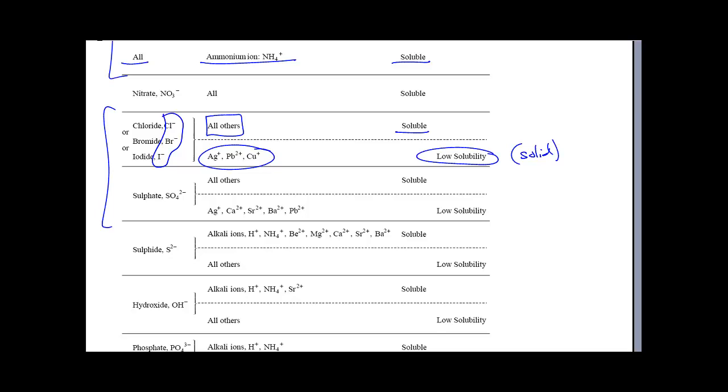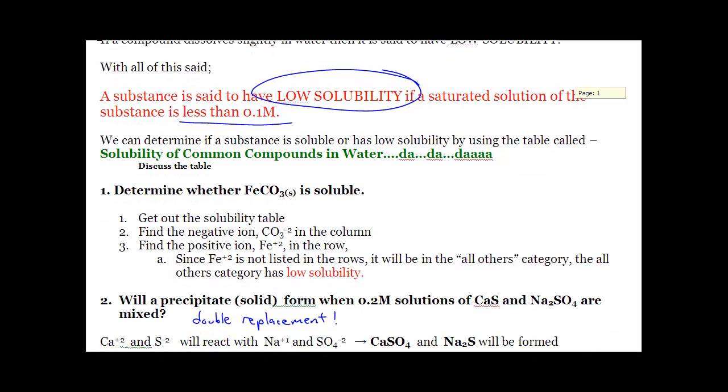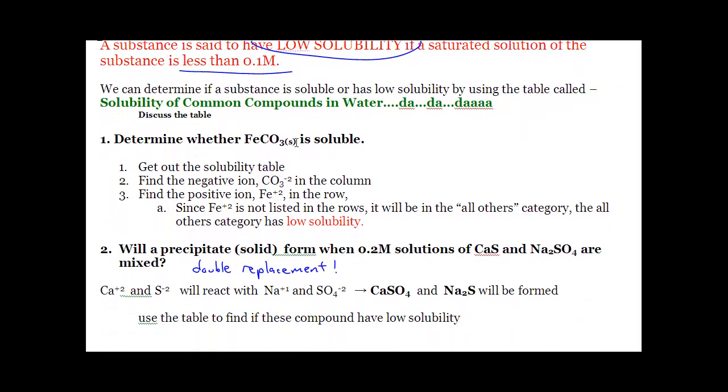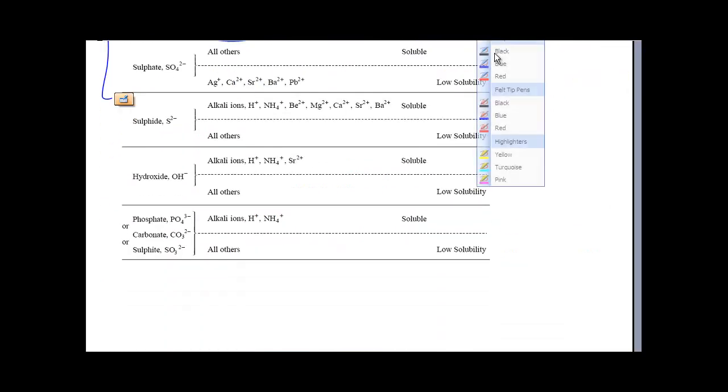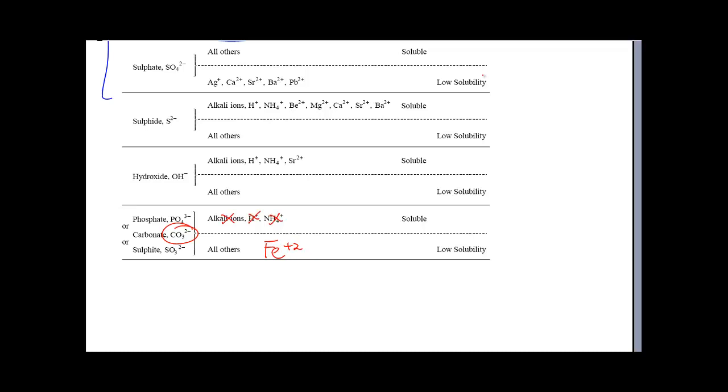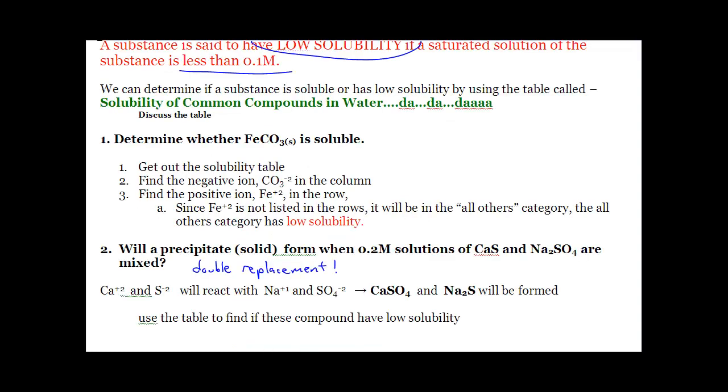So in the question in your notes here, if you want to flip back, it says determine whether FeCO3 solid is soluble. Well, you just find FeCO3. I start with the negative ion. There's CO3. Fe is down here because Fe is not an alkali. Fe obviously is not H, and Fe is obviously not NH4. So FeCO3 is low solubility. So the question is simply, will FeCO3 dissolve? Is it soluble? The answer is no. It's not soluble. Therefore, it will have low solubility. It's just that simple. That's how you use the chart.